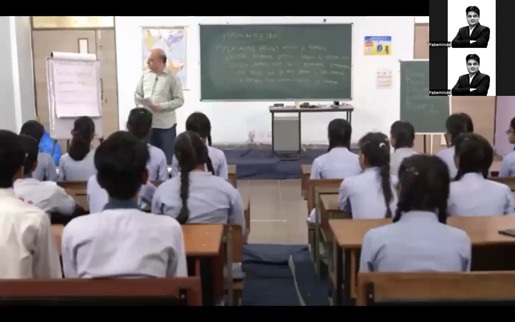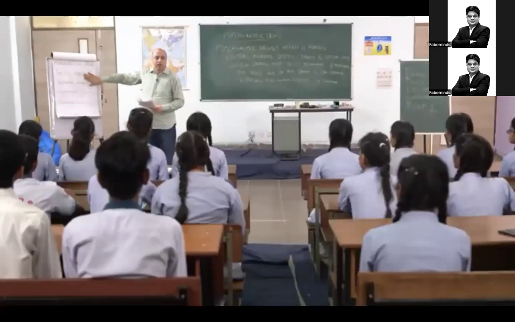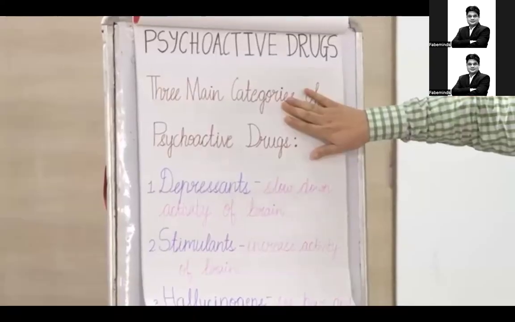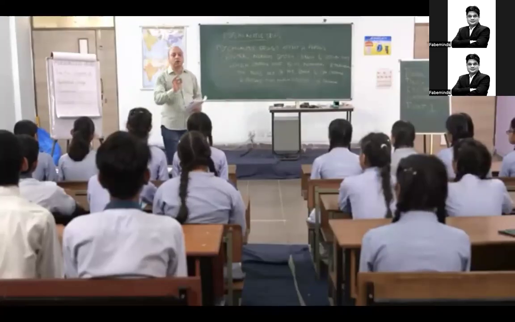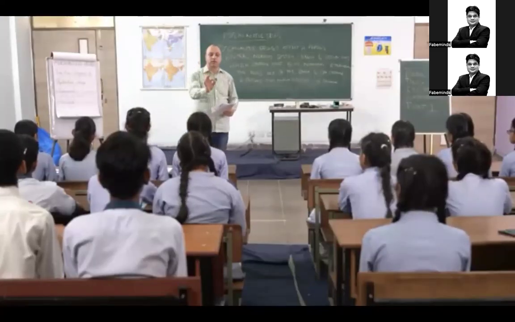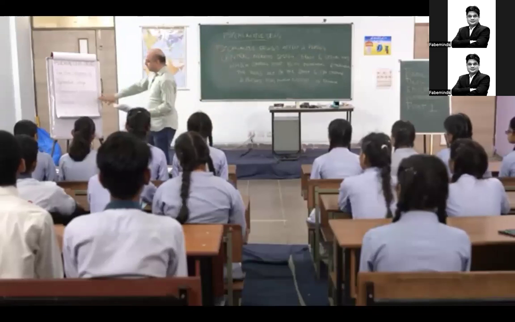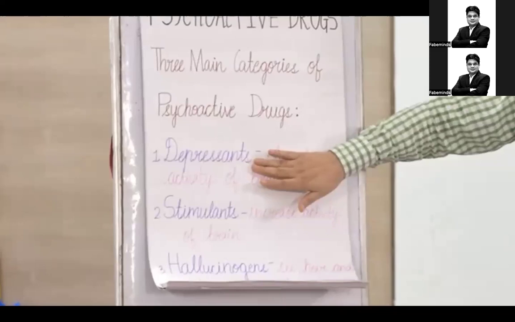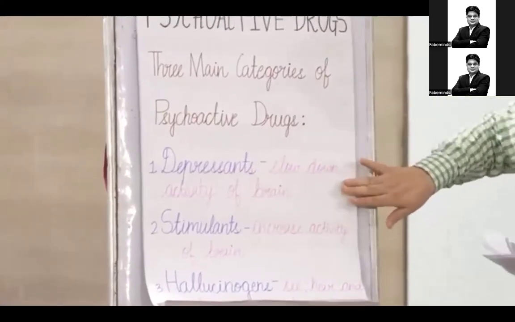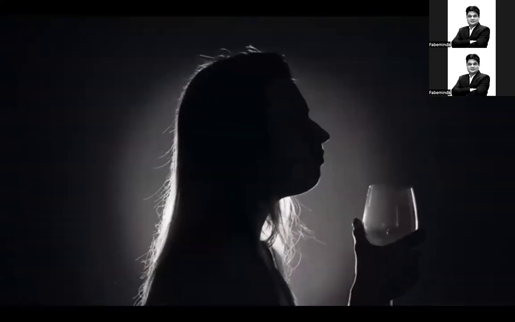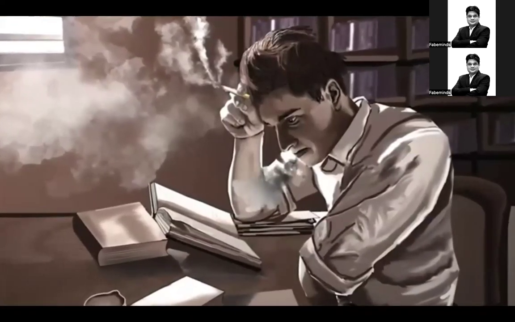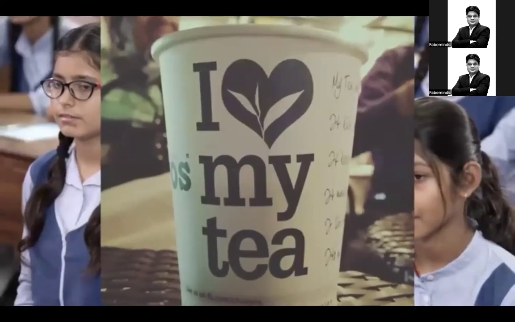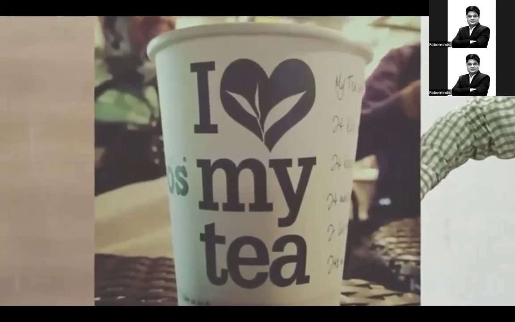So psychoactive drugs have three main categories. What are the three main categories of psychoactive drugs? Depressants. This slows down the activity of our brain. Stimulants. They increase the activity of our brain and make us more alert.